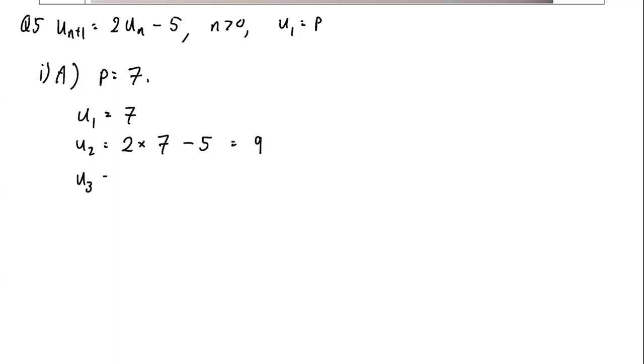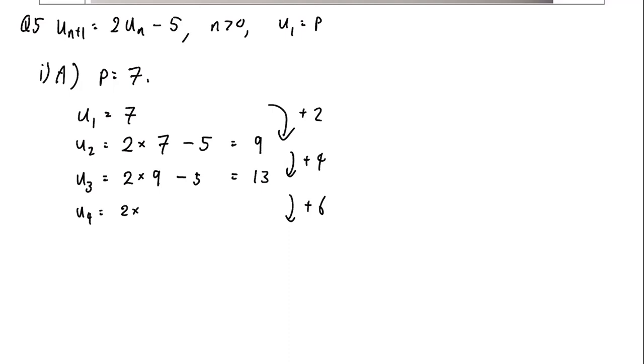Next, how about u3? Same thing again, just 2 times the previous term, u2, which is 9, minus 5. 2 times 9 is 18. 18 minus 5 is 13. So what you start to realize is that there's a pattern. 7 go to 9, you plus 2. 9 go to 13, you plus 4. Next one will be plus 6. Let's just check whether it's true or not. So u4 will be equal to 2 times the previous term, which is 13, minus away 5. 2 times 13, 26, minus 5, 21.